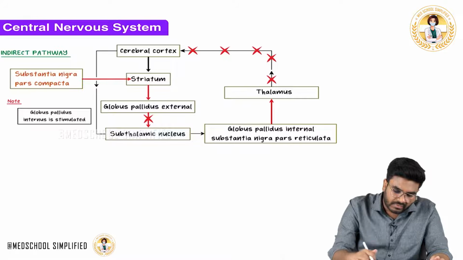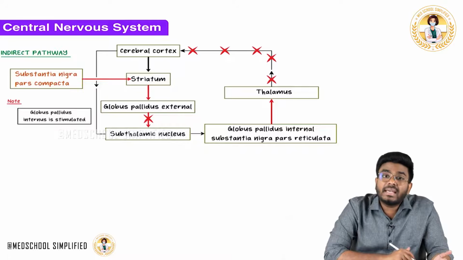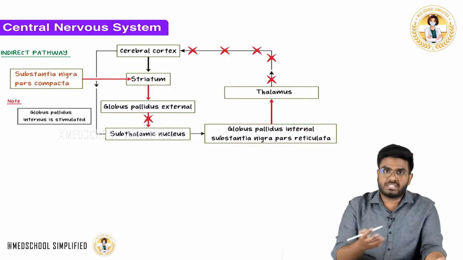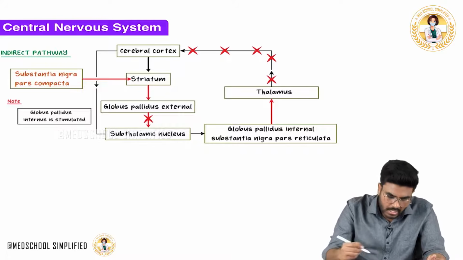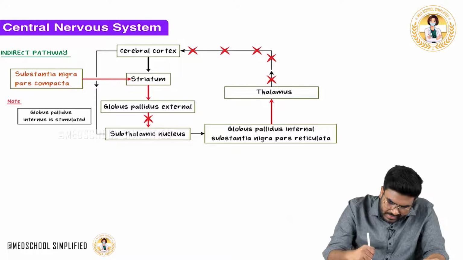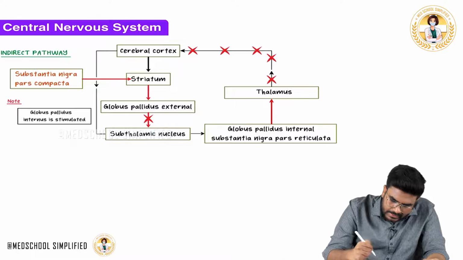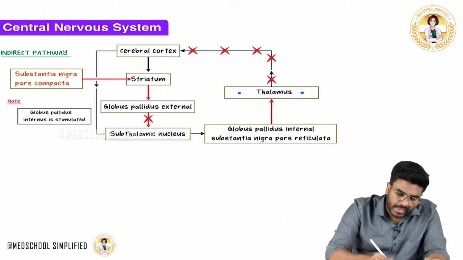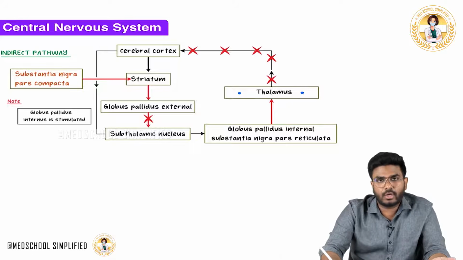But there is one more pathway, called the indirect pathway. The indirect pathway is inhibiting the movements, or I should say inhibiting the antagonists. So how to understand this? Let's start from this point. We all the time know the thalamus wants to excite the cortex.